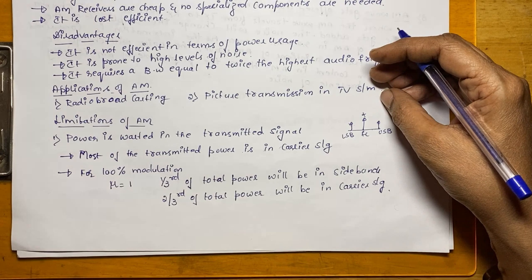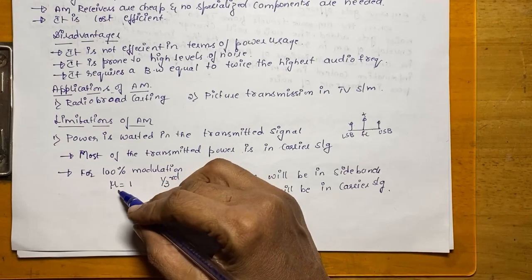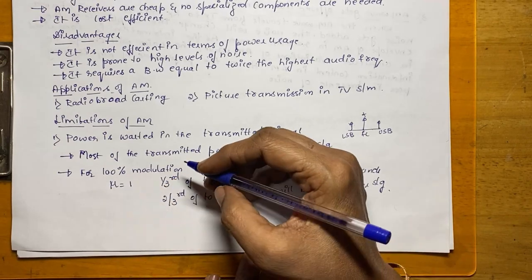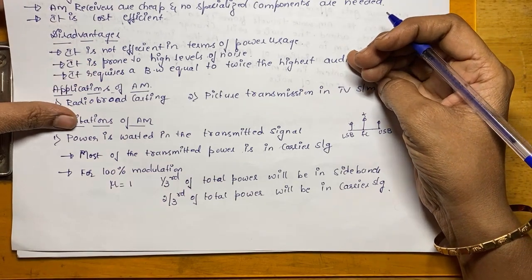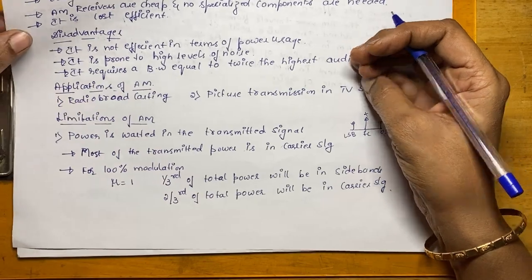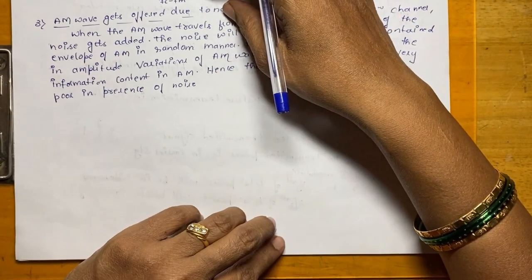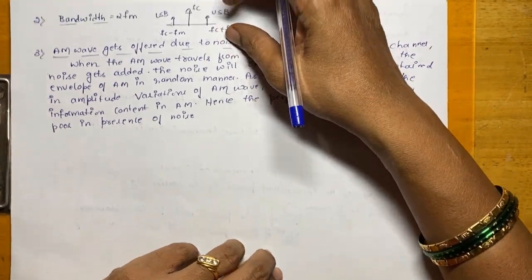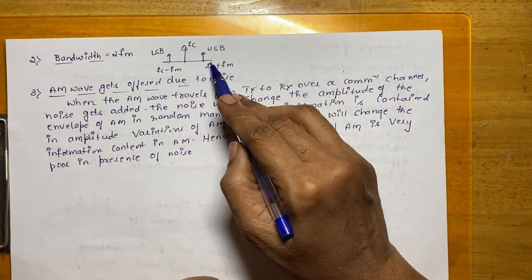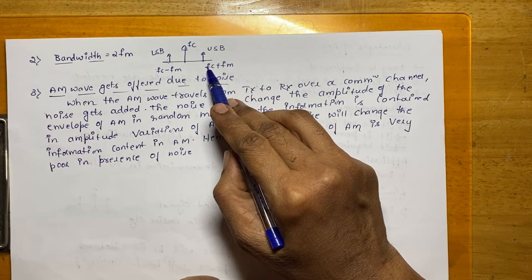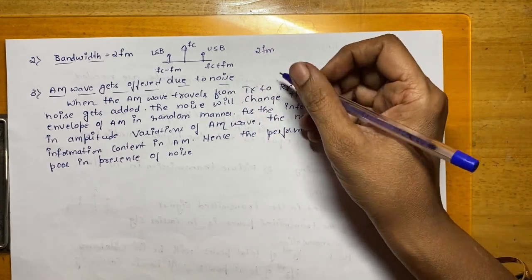Most of the transmitted power is in the carrier signal. For 100% modulation, that is for mu equals 1 or m equals 1, 1/3 of the total power will be used in the sidebands, whereas 2/3 of the total power will be present in the carrier signal. And the carrier signal, as we know, does not consist of any information. And the second one is bandwidth. The bandwidth occupied by this AM wave is nothing but 2 times the modulating signal frequency.